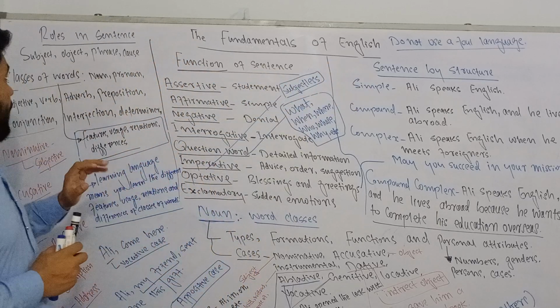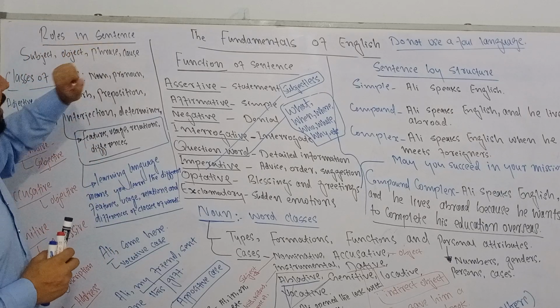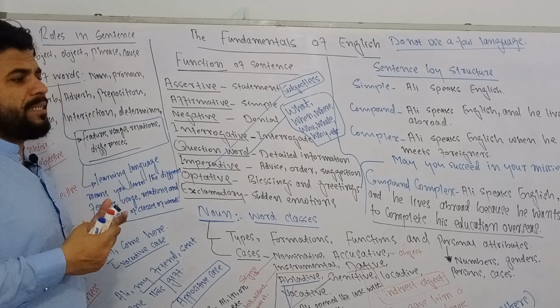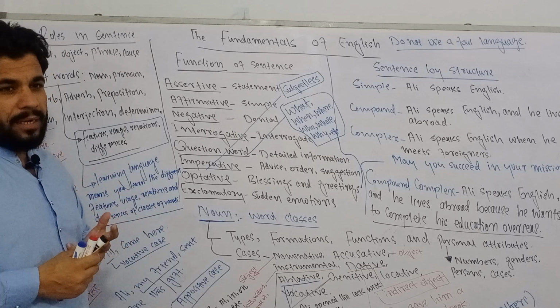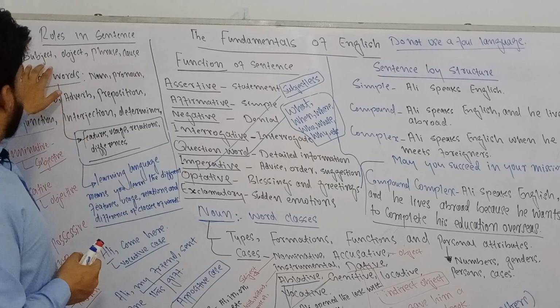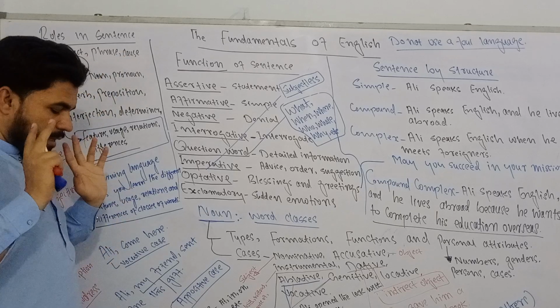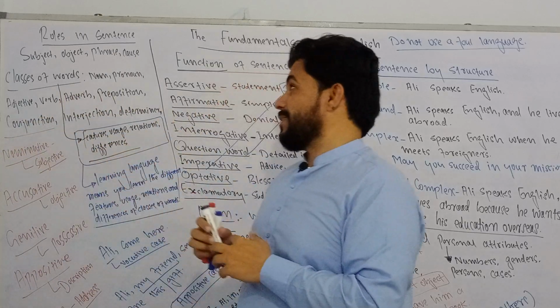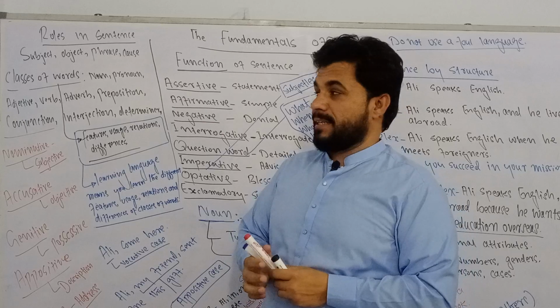Over here, if you can see, now we have roles in sentences. Now what are the roles the different words play in sentences? What roles do they play? So we have subject, object, phrase, and class. Now these are the four role classes, or these are the roles that different words play in a sentence.